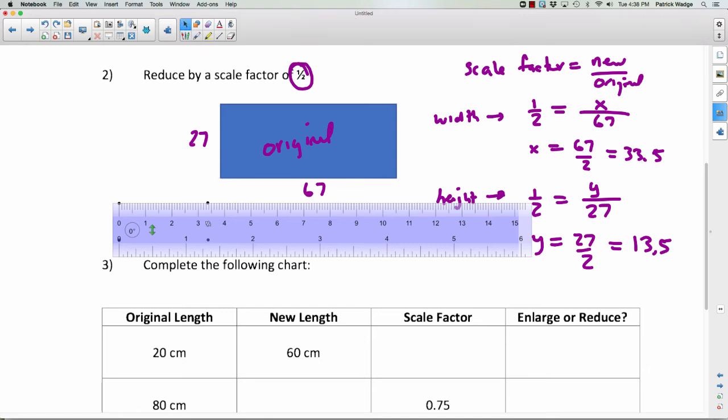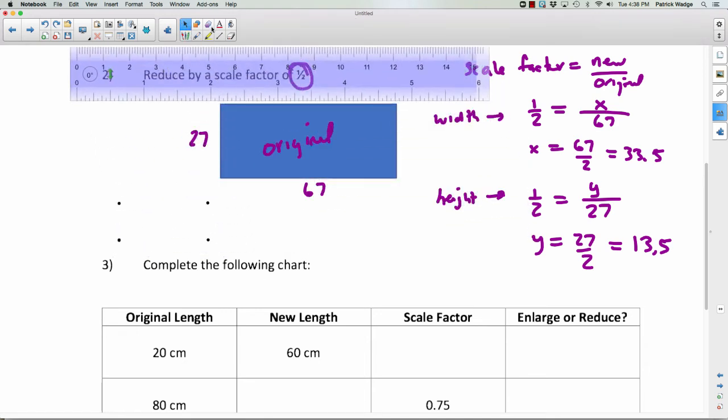Get rid of the ruler, get my line making machine here, and connect these here, here, here, and here, and we have done it. This is a reduction of 1/2 from the original. So this is our new image.